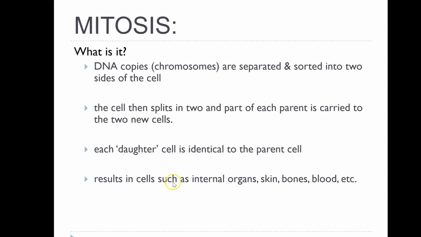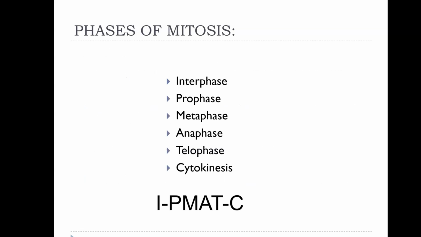Mitosis also results in cells such as internal organs, skin, bones, and blood, etc. Many, many different types of body tissues. Again, the phases of mitosis include interphase, prophase, metaphase, anaphase, telophase, and cytokinesis.